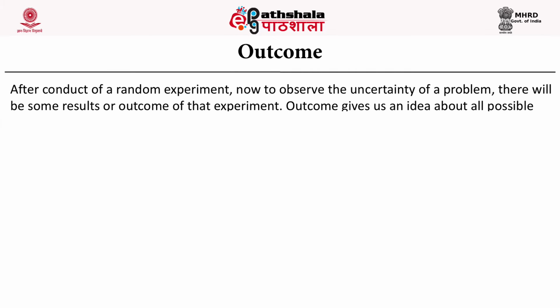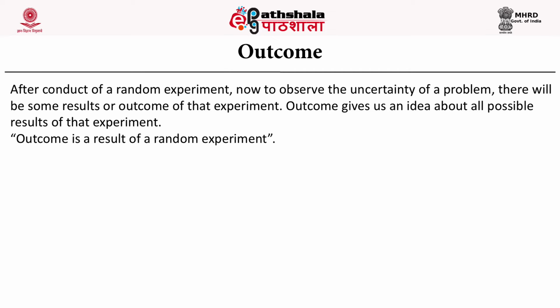Outcomes. After conducting a random experiment to observe the uncertainty of a problem, there will be some results or outcomes of that experiment. An outcome gives us an idea about all possible results of that experiment. So basically, an outcome is a result of a random experiment.